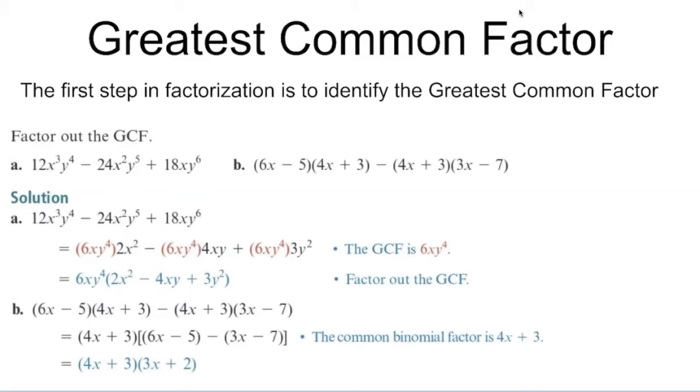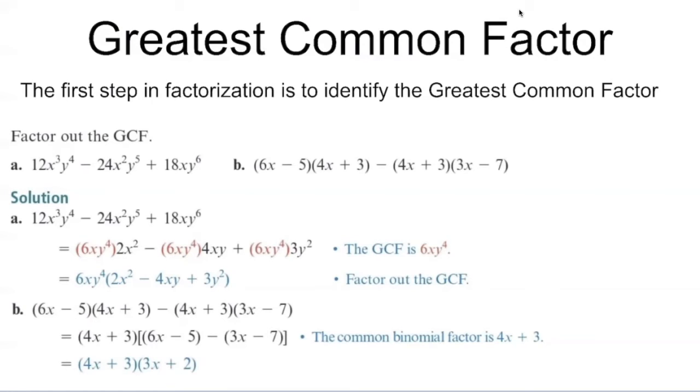When I extract 6xy to the power 4, I'm left with 2x squared with the first term. With the second term, I'm left with 4xy. And with the third term, I'm left with 3y squared, giving me a final result. I can write it out: 6xy to the power 4, and then in parentheses 2x squared minus 4xy plus 3y squared.